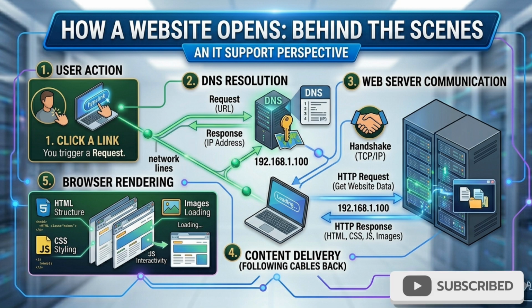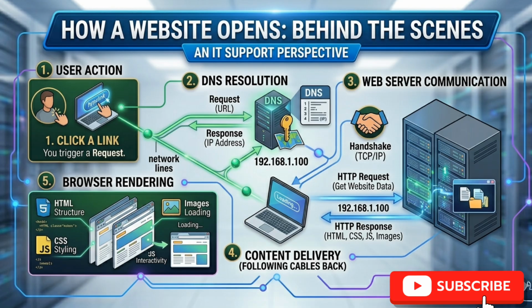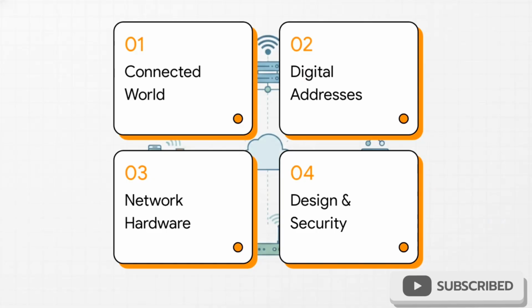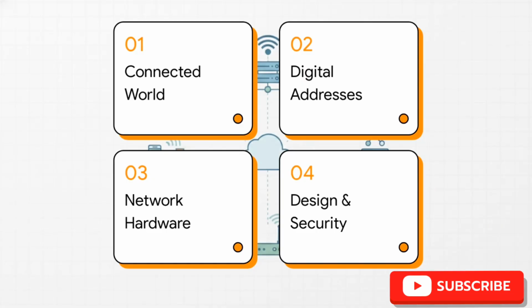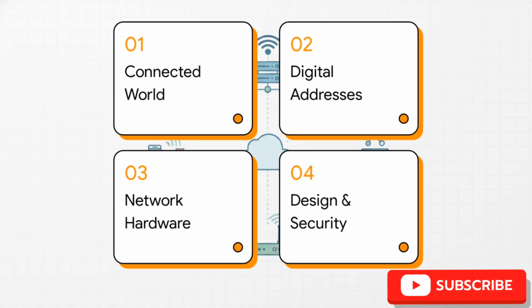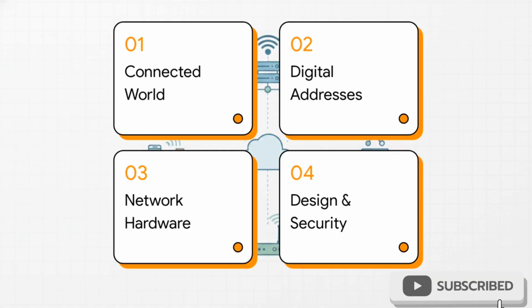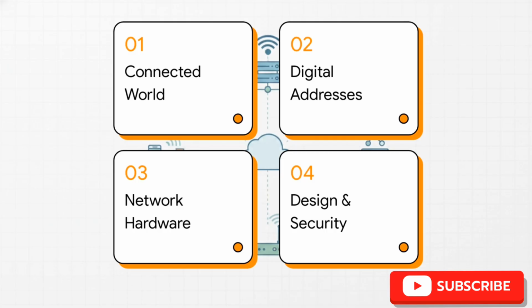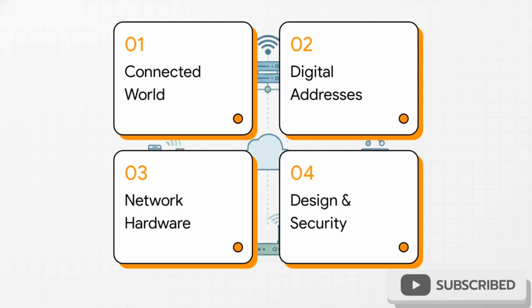So here's how we're going to tackle this. We'll break it down into 4 simple parts. First, we'll get the big picture of our connected world. Then, we'll dive into the digital addresses and languages that let all our devices talk to each other. After that, we'll get hands-on with the actual hardware. And to finish up, we'll see how it's all put together and, more importantly, kept secure.